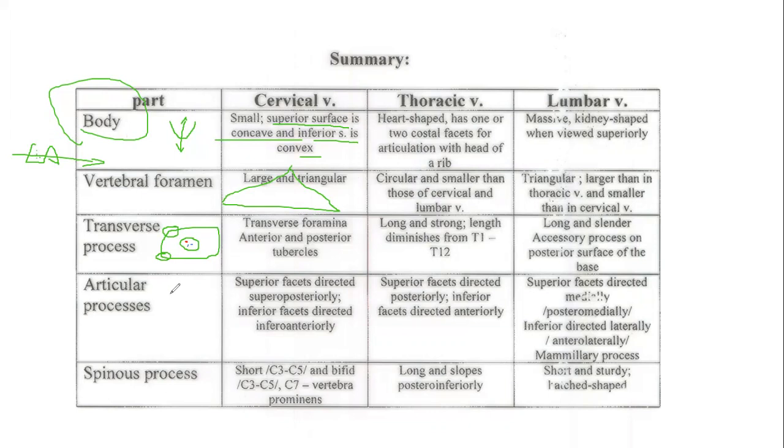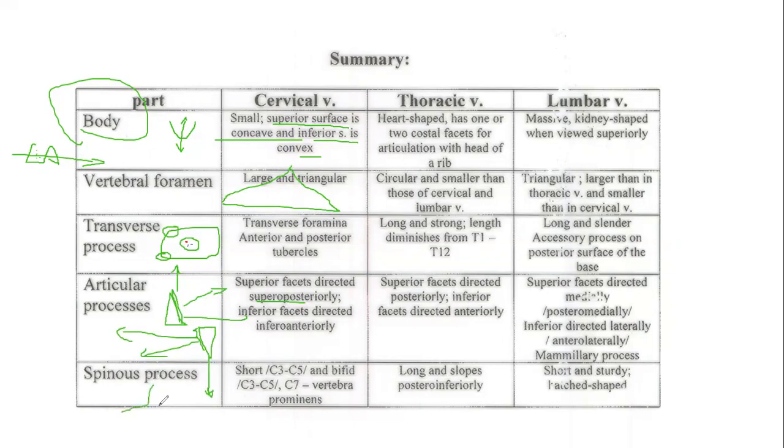Okay, articular processes, we've got something like that. Here you've got the smooth surface, the palm of the head, supero posterior. We've got something between supero posterior. Inferior facets, you've got like that. Here you've got the surface directed inferior anterior. Here you've got anterior, here you've got inferior, we've got something between.